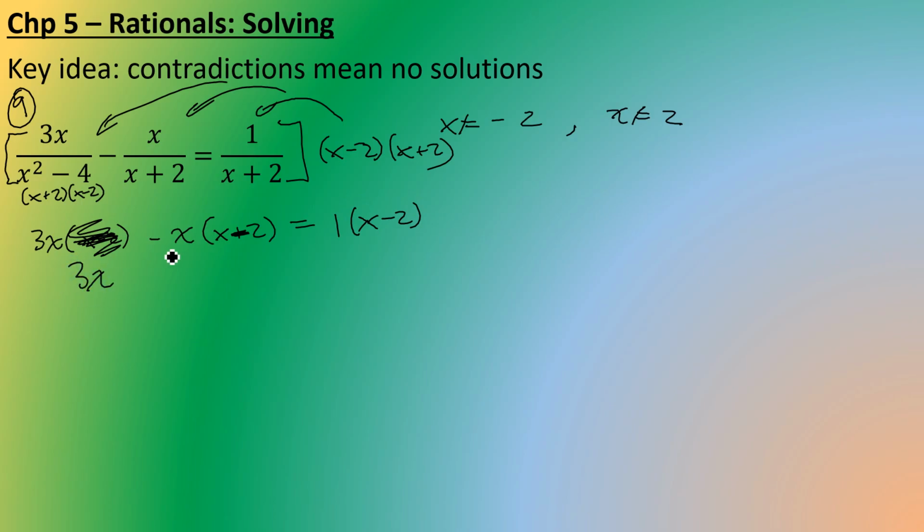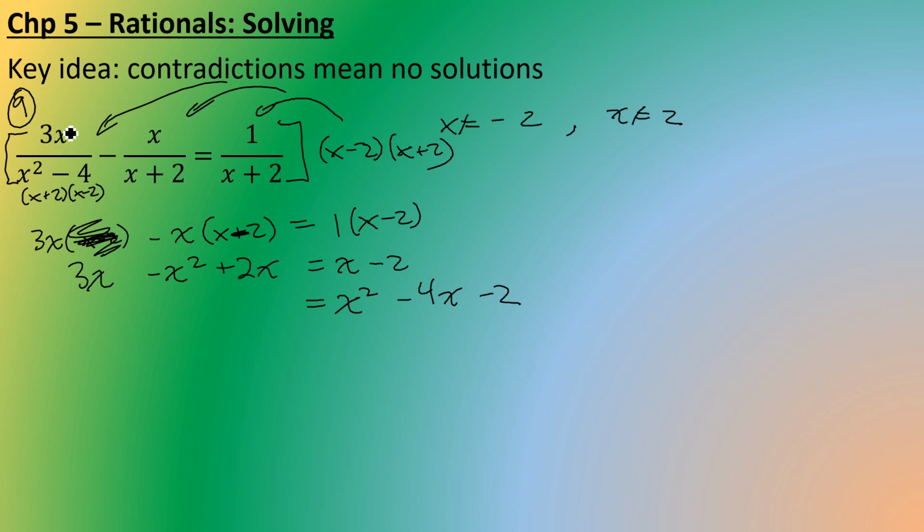Alright, so we have 3x. Distribute the negative, so negative x squared plus 2x. And distributing 1 just gives this back. Alright, get everything to one side. I'm actually going to choose the right just to save steps. Add the x squared over. This is 5x, so subtract that over, get negative 4x. And then minus 2. Why do I feel like this is wrong?